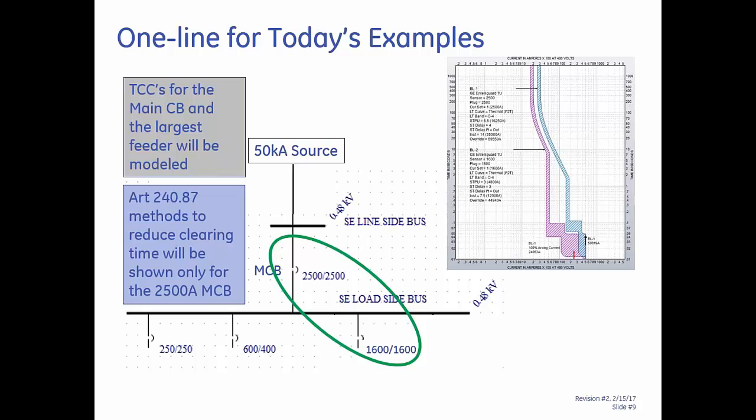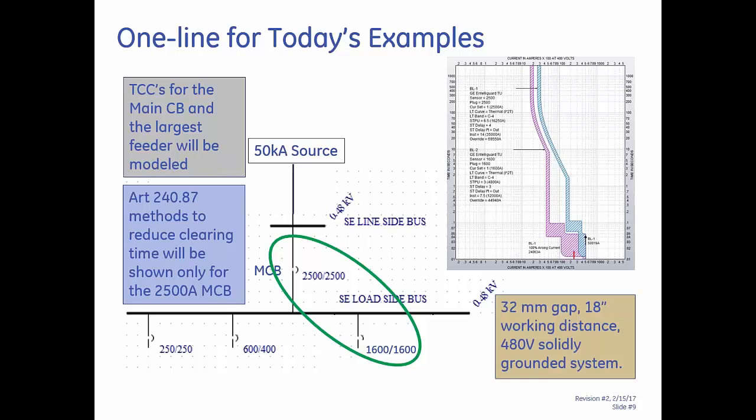So independently, you might put a maintenance switch on the 1600 amp breaker, or you might join it in the ZSI scheme with something further down in the one line that we're not showing. And as I mentioned, I will be showing some of the arc flash results that are reported by EasyPower. And this will all be based, for everything I'm showing, on the same set of conditions: a 32 millimeter gap, an 18-inch working distance, and again, a 480 volt solidly grounded system.